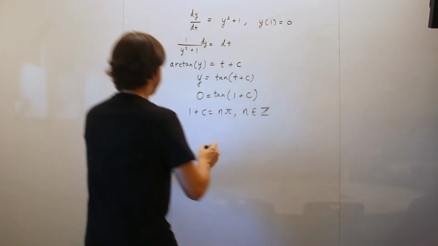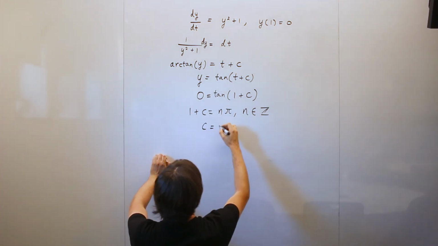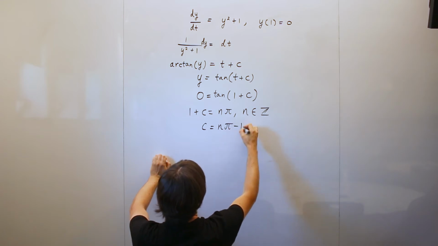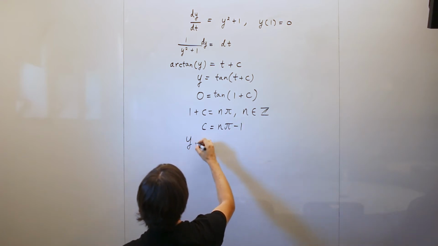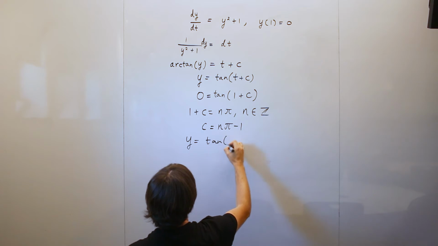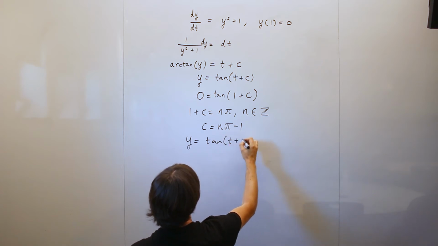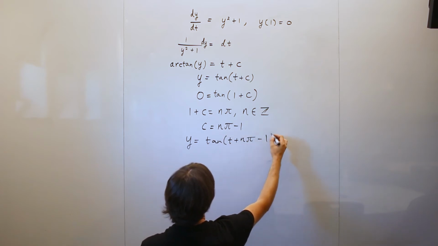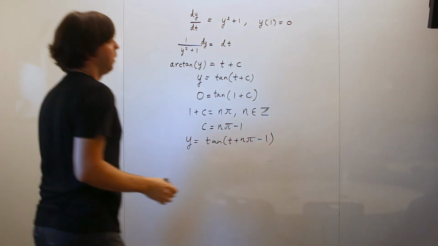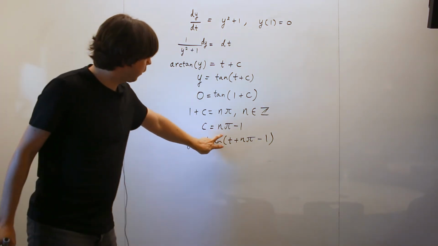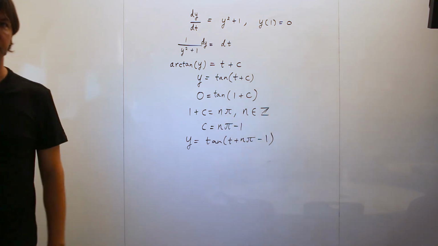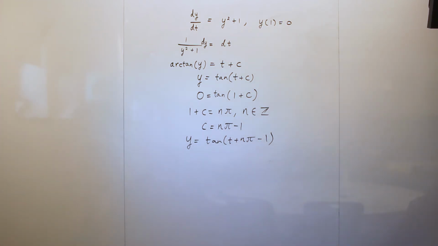And rearrange that, and we get c equals n pi minus 1. And so our final solution, y equals tan of t plus n pi minus 1. Very exciting. Actually is very exciting because we've got a family, an infinite family of solutions there. Remember, an equation is either not solvable, or it's solvable with a unique solution, or it's solvable with a family of infinite solutions. Same thing with differential equations.